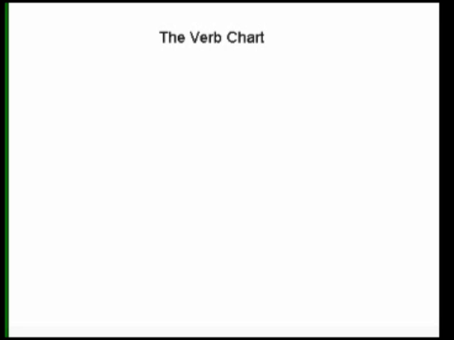The verb chart is the most useful tool that we have in Spanish to help us organize our thoughts and make sure that we always have the right answers when we're doing things. In its simplest form, the verb chart looks like this. You might see a few variations on this with a line around the outside edge, for instance, but this is the gist of it, and this gives us everything important that we need.